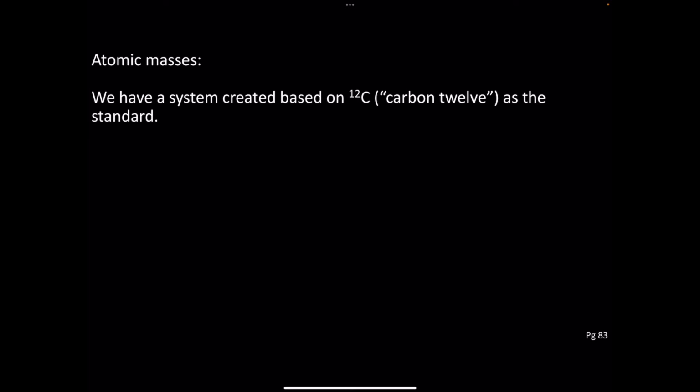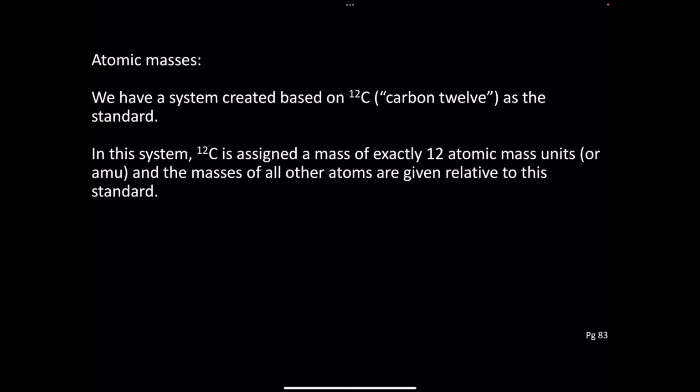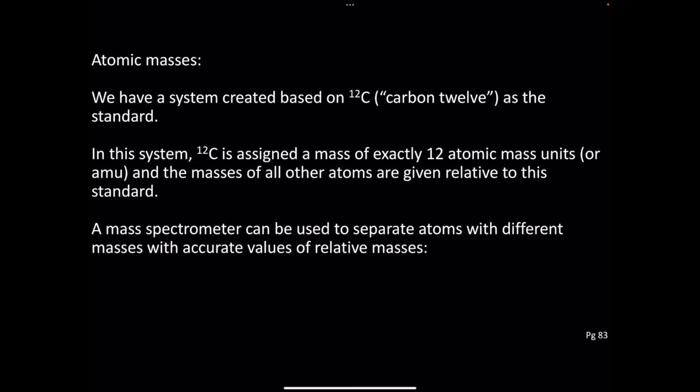So the basis for atomic masses comes from this system based on carbon-12. That is the standard. In this system, carbon-12 is assigned a mass of exactly 12 AMU, atomic mass units, and the masses of every other atom on the periodic table are given relative to this standard. These are specific atoms here, not like a gram of this material. There are different ways to analyze that we'll talk about a little bit later, but this is specifically an atomic mass unit. So one atom of carbon-12 weighs 12 atomic mass units.